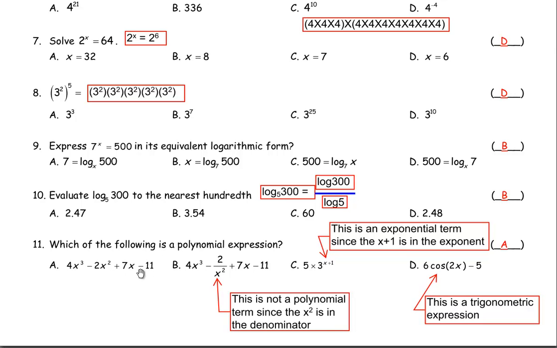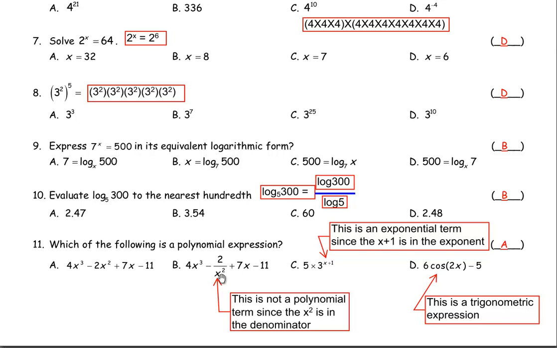A polynomial expression, whatever the variable is, whether it's x or something else, it's always raised to the power of positive whole numbers. So 3, 2, 1, 10, 5, 7, 9, those kinds of things. The coefficient in front, like the 4, the -2, the 7, -11, they can be any numbers, they can be fractions, they can be negative numbers, but the exponents can only be positive whole numbers. In B here, most of this is polynomial, but this would not be.